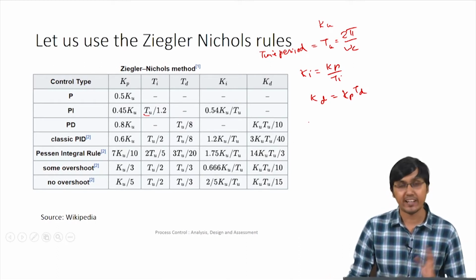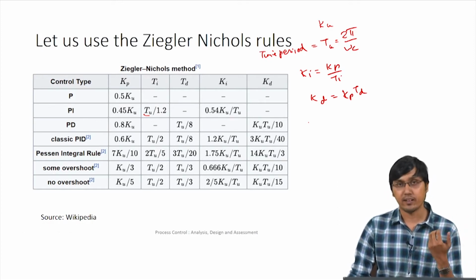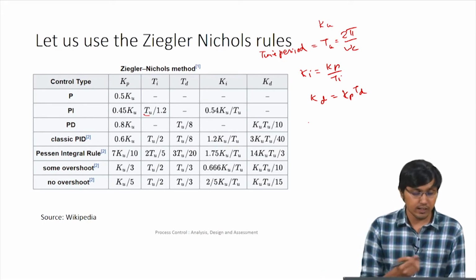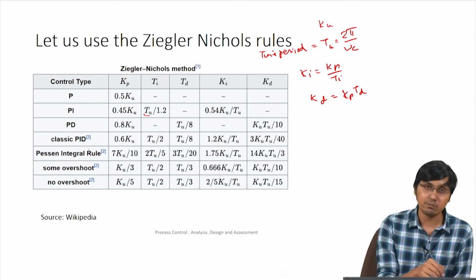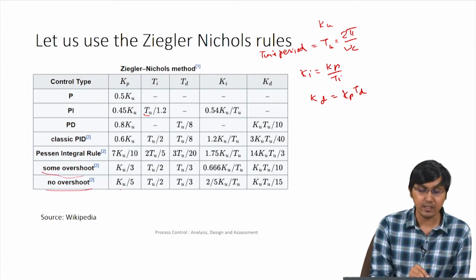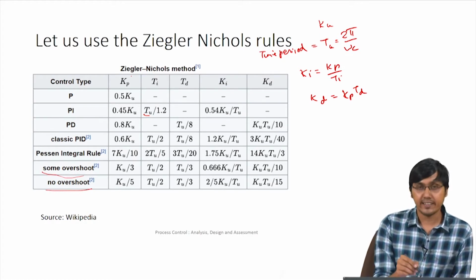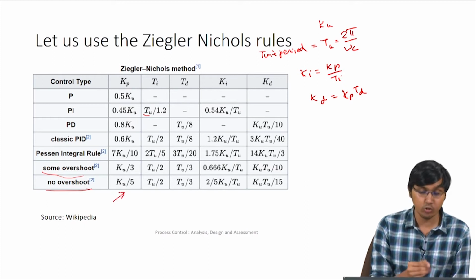There are a lot of rules, this is not the only rule that we have. One more thing we can say here is there are some other tables, which say some overshoot, no overshoot. Once you find Ku and Tu, you can substitute and play around with this, and see whether this gives no overshoot.